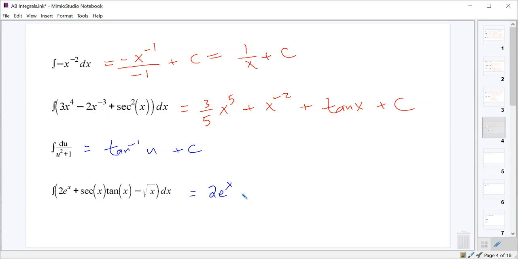Yeah. Okay, what about plus secant x tangent x? We've seen that one today. That one's just secant x. And this minus root x, well, that's minus x to the 1/2. So that ought to become minus x to the 3/2. And when we divide by 3/2, that's the same as multiplying by 2/3. Everybody good there?